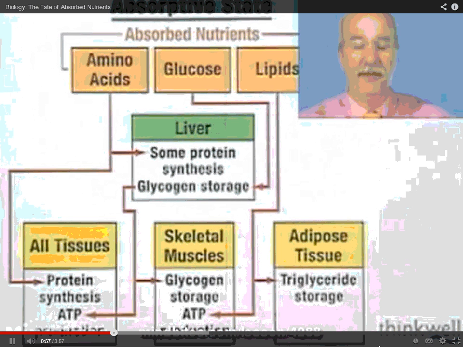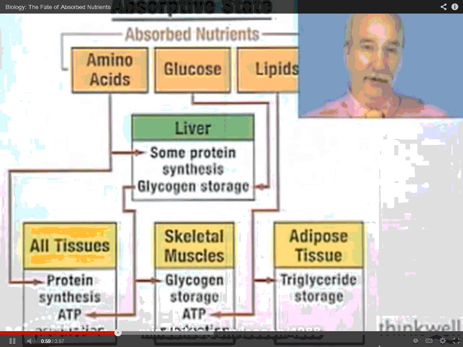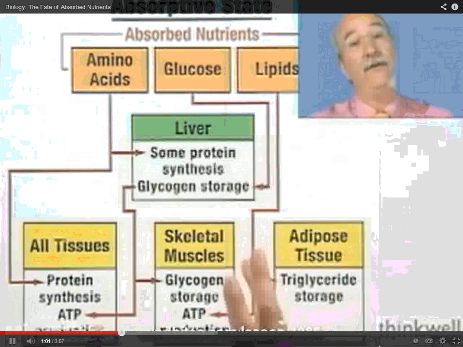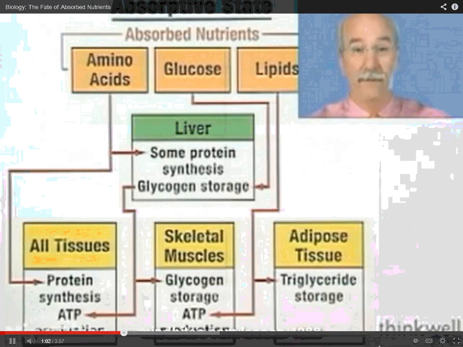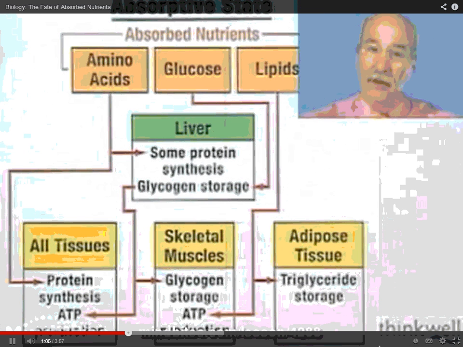There are two states, the absorptive and the postabsorptive. I like to call them when you're not hungry and when you start to get hungry. You're obviously past absorption, and I want to start out with the absorptive state. Now, let's take a look at this chart here. In the absorptive state, you've got all these nutrients floating around in your blood, and some of these nutrients are in your lymph and eventually going to end up in your blood.